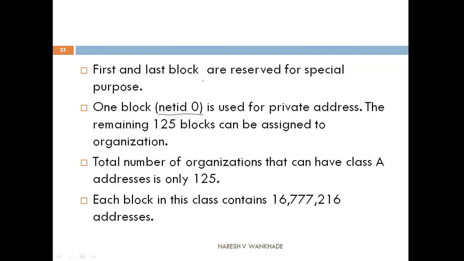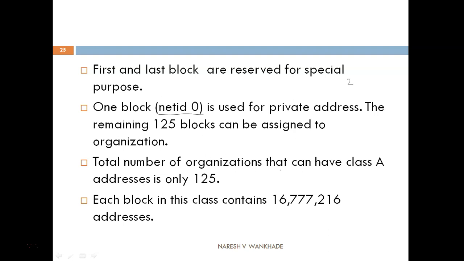Here the first and last block are reserved for special purpose, and the first block, which has network ID 0, is used for private address, and the remaining 125 blocks can be assigned to organization. In total 128 blocks are there. First and last block, these 2 blocks are reserved for special purpose, 1 block is used for private address, and remaining 125 blocks can be assigned to organization.